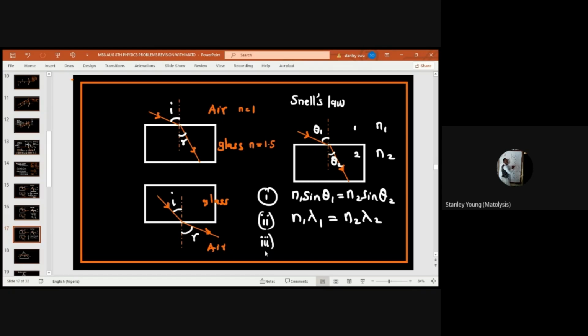Then another thing you need to know is the speed. N1 C1 equals N2 C2, where C1 and C2 mean the speed of light in those media. The media might be any two media the question is talking about. So just know what you're doing. All right, moving on.